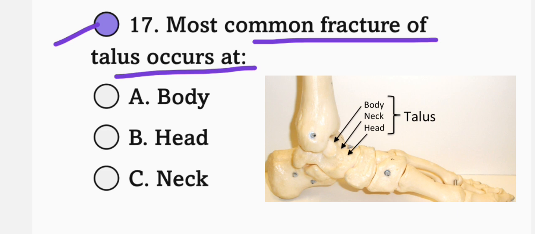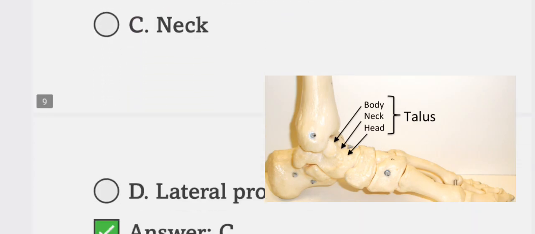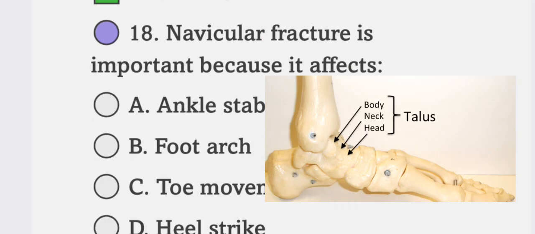So talus fractures are most commonly seen in the neck of the talus, because there is a common chance of avascular necrosis when the blood supply gets disturbed. So option C is the correct option: neck fractures are the most common site.